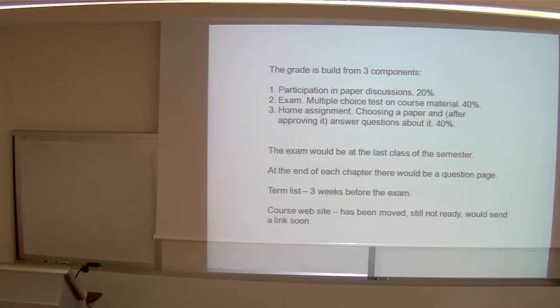Okay, the final grade is built of three components. The first is participation in paper discussion. Every once in a while you will receive a paper that you will read at home, and then we will read it together in class. This is 20% of the final grade.